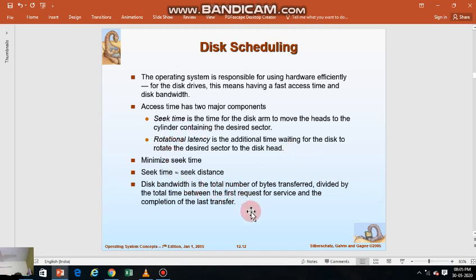We also need to know that the seek time is always proportional to the seek distance. That means it depends on the distance from the head's current position to the desired sector, and that much proportional time is required to find it. Next we have the disk bandwidth. This is the total number of bytes transferred divided by the total time between the first request for service and the completion of the last transfer. You need to keep these things in mind.